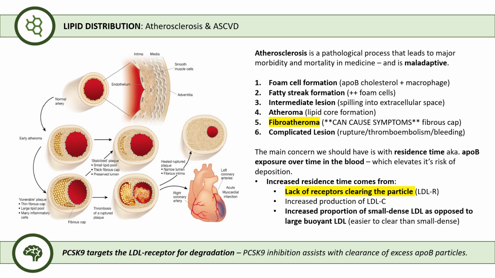As a final point, lack of or a dysfunctional LDL receptor is commonly thought to be an important reason for increased circulating time of ApoB particles. One of the many reasons is an endogenous molecule called PCSK9, which stands for proprotein convertase subtilisin kexin type 9, an enzyme that targets the LDL receptor for degradation.